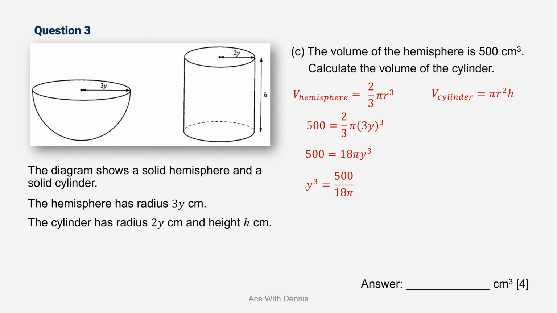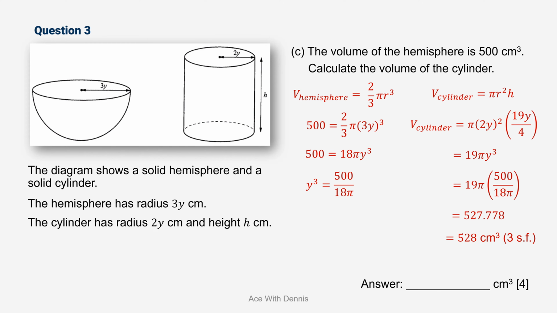Next, we can apply the formula to find the volume of the cylinder, which is pi r square h, where the radius of the cylinder is 2y and the height of the cylinder is 19y over 4, which is obtained from part B. Then we expand and simplify, we'll get 19 pi y cubed. So the next step is we substitute y cubed as 500 over 18 pi. Then we calculate, we'll get the volume of the cylinder is 527.778, or rounded off to 3 significant figures, which is 528 centimeters cubed. Hence, 528 is the answer.